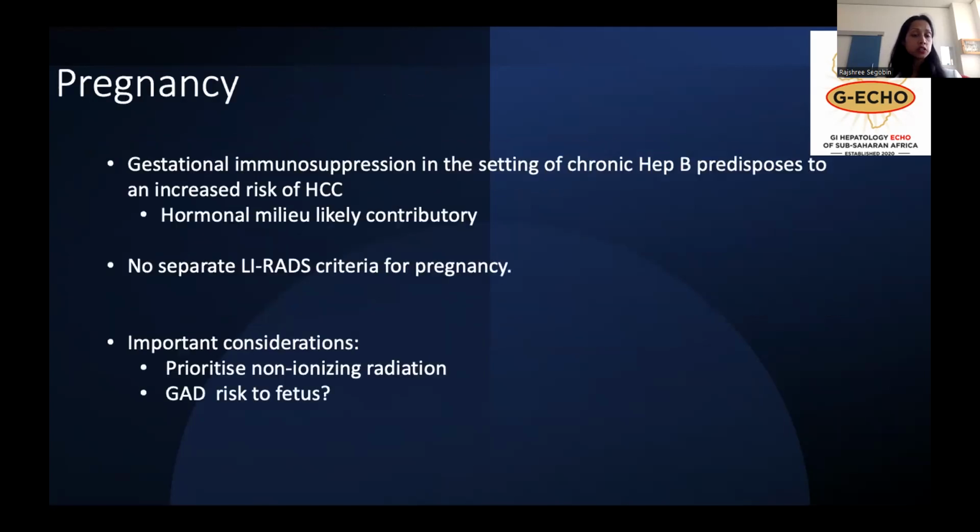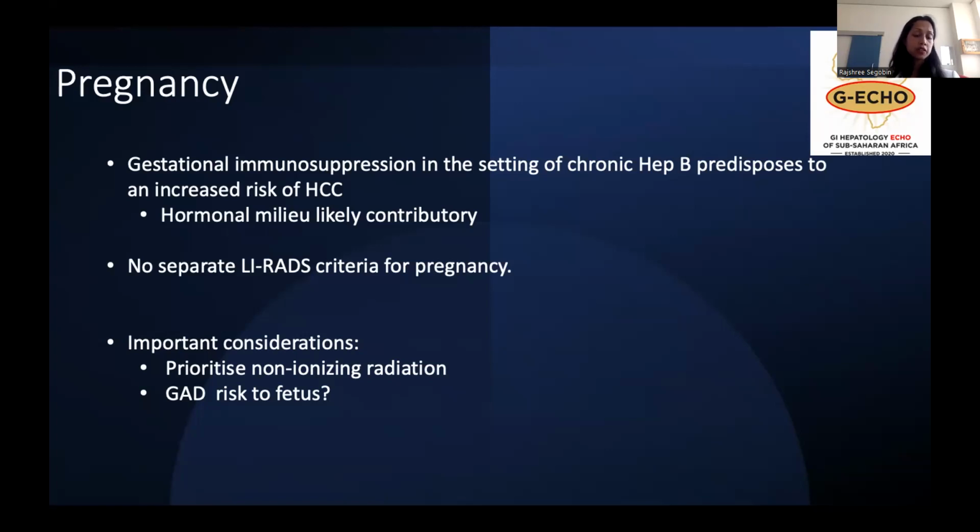In pregnancy, there's no separate LIRADS criteria for the pregnant patient, but we have clear etiologies of gestational immunosuppression in the setting of endemic chronic hepatitis B infection that will predispose one to an increased risk, and the hormonal milieu may just add to it. The important considerations in the absence of a LIRADS criteria would be to prioritize non-ionizing radiation studies, such as contrast enhanced ultrasound, or to prioritize ultrasound for the diagnosis of this lesion.